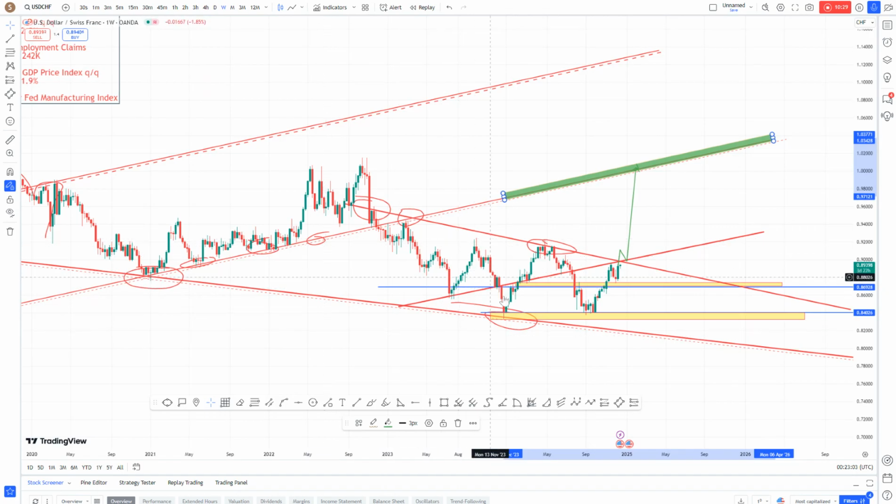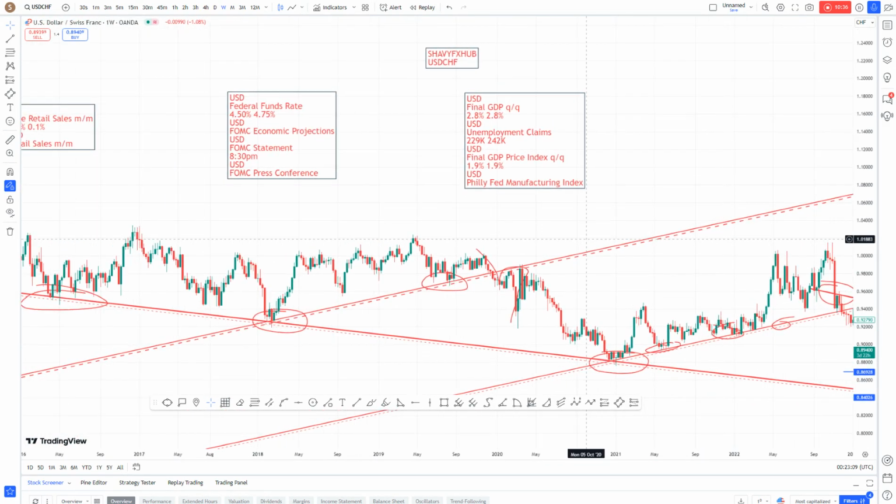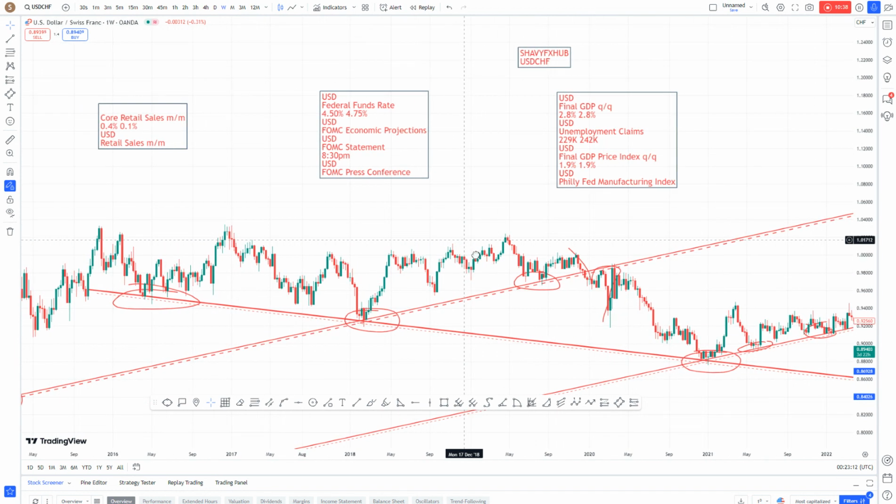So this is what we see. I will be watching to see what the data report will be. We have the data report today coming in by way of core retail sales MM and retail sales MM. So we look at the two retail sales data for the month. And on Wednesday, we'll have federal funds rates, where we'll have a forecast of 4.5. So we'll be expecting to see.